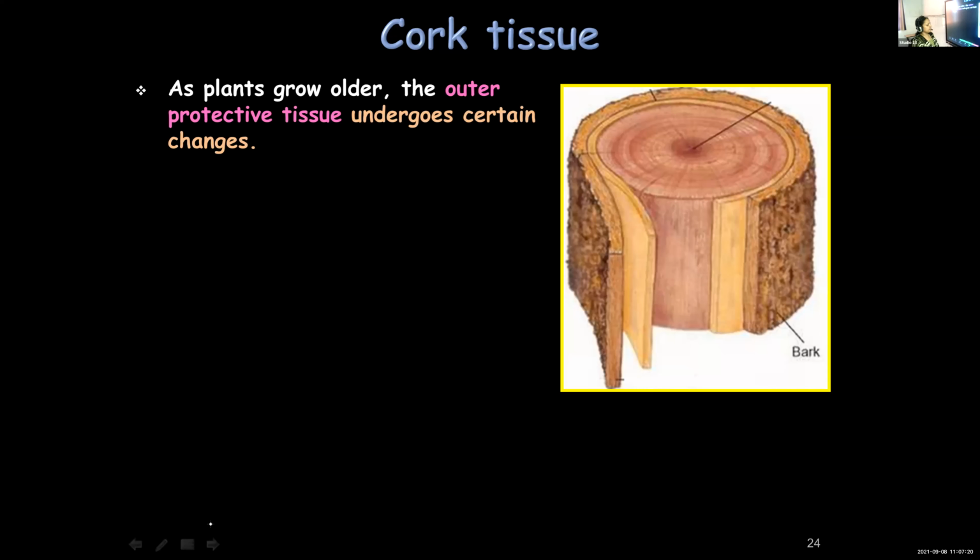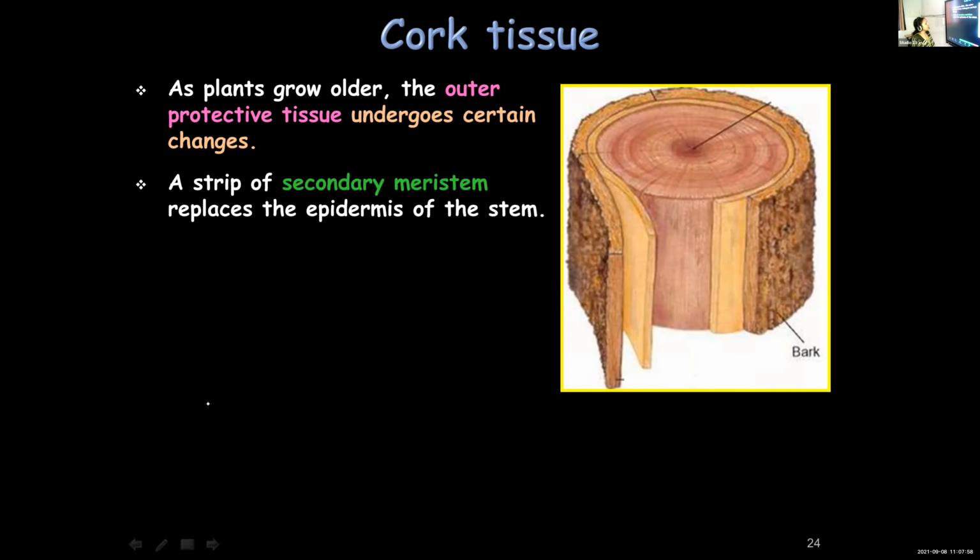And we learned that in plants, the entire plant body is covered by a protective tissue that is known as epidermis. When we discussed epidermis, I told you that in all parts of the plant, whether it is root or leaf or stem, they all have an epidermal layer protecting it. But as the plant grows older, this protective tissue, or epidermis, will undergo certain changes.